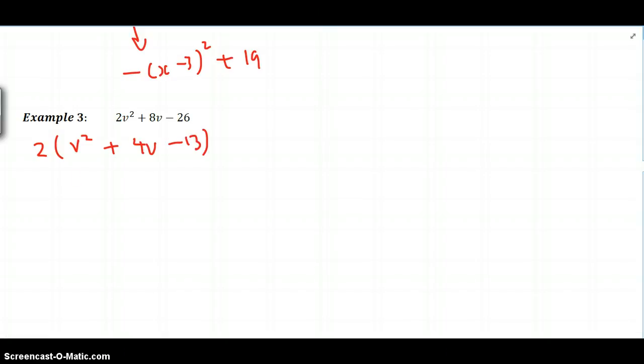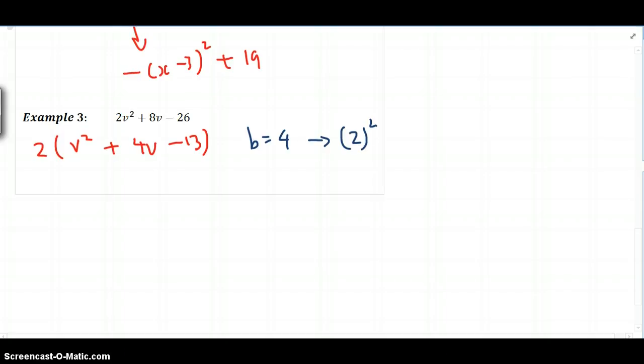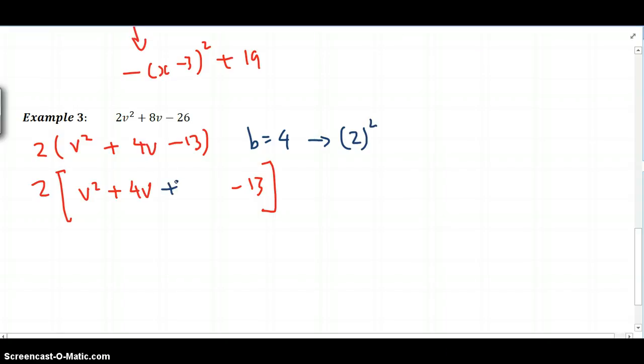So what's the b term? The b term in this case is b equals 4. So what's half of 4? 2, and we're going to square that. So from here we write 2 square brackets. I'm going to use square brackets just to make it look nice and neat. v squared plus 4v. I'm going to put minus 13 here, and on the inside I'm going to chuck in the plus 2 squared and minus 2 squared.